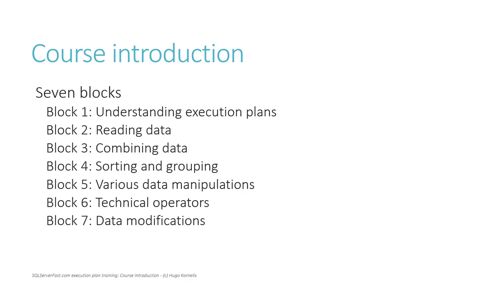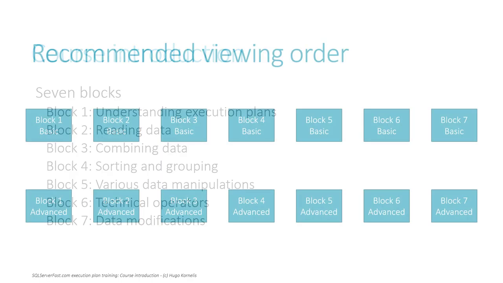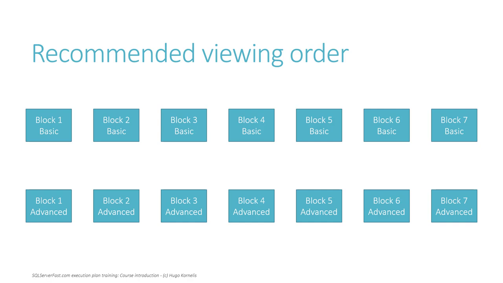For those who want to watch the entire course, the recommended viewing order has two alternatives. One is by level. You start at the basic level of block 1, then watch the basic level of blocks 2 through 7 in order, and after block 7 you can then move to the advanced level, again starting at block 1 and progressing in order.